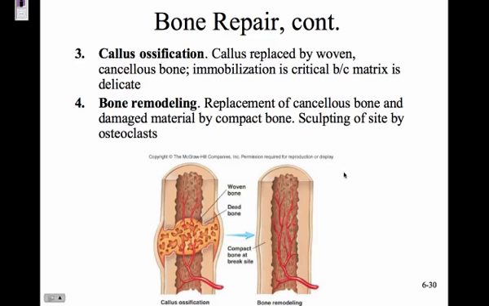In callus ossification, that callus is replaced by woven cancellous bone, and then that cancellous bone is very delicate and can break very easily, which is why they would put you in a cast if possible to stabilize your arm or leg or whatever. And then the bone remodeling occurs there, where we'll replace that with compact bone, and it will sculpt, and eventually this widening here is going to smooth out and become just like the old bone.